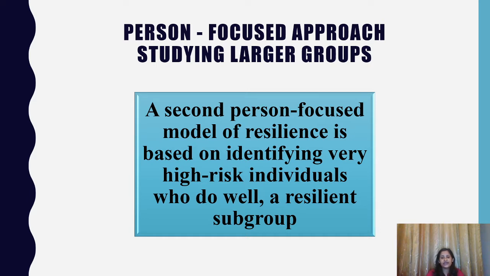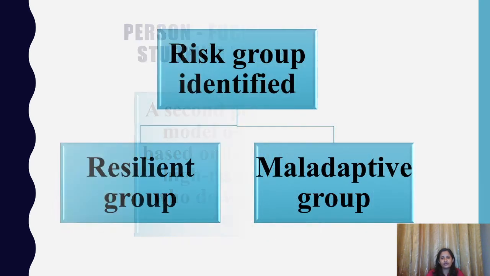The first step is to identify a group of children who are at risk. This risk can be due to any reason, like family violence, natural disaster, or anything else. Whatever the risk factor is, a risk group is identified. This group is then subdivided into two different groups. One group is doing well on a criterion of interest, and the other group is not doing well on a criterion of interest. So the first group forms the resilient group, and the second group forms the maladaptive group.